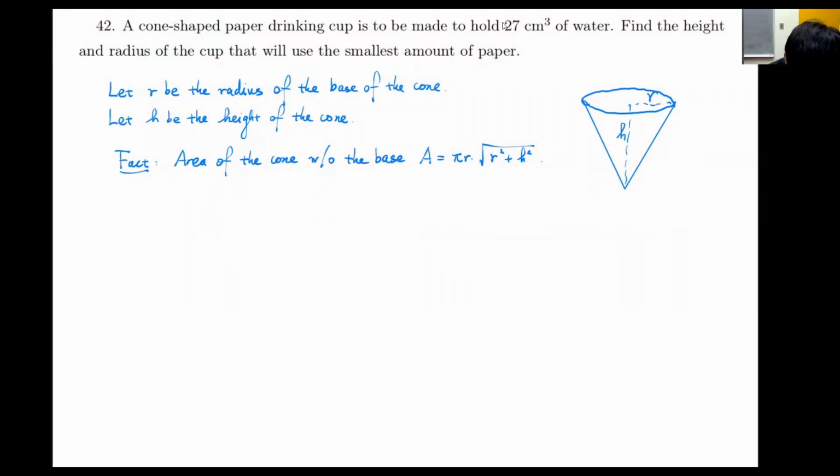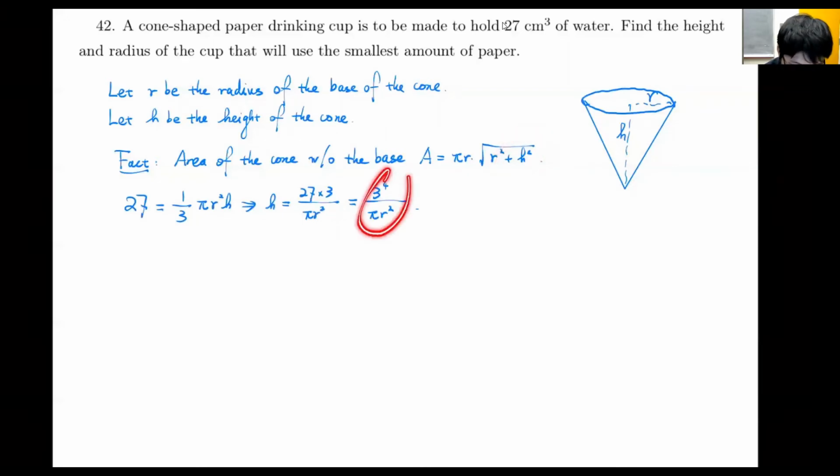Okay, so from the fact that the volume is 27, we know that 27 equals 1/3 pi R squared H. From this, we will be able to get H equals 27 times 3 divided by pi R squared. And instead of writing 27 times 3 as 81, I would prefer to write it as 3 to the 4th power divided by pi R squared. This is because there will be a lot of square roots going on here, and writing it this way is probably going to simplify the arithmetic afterwards.